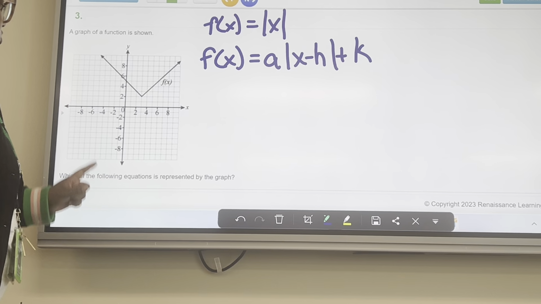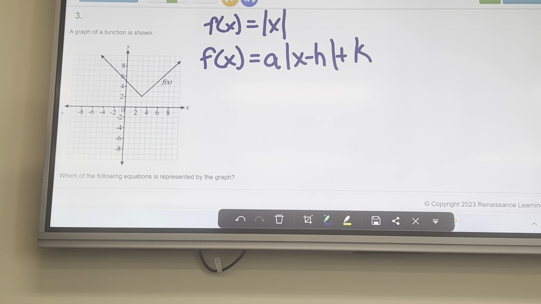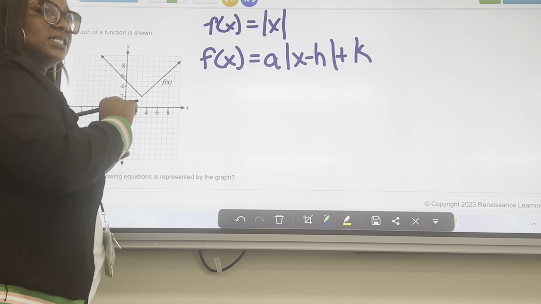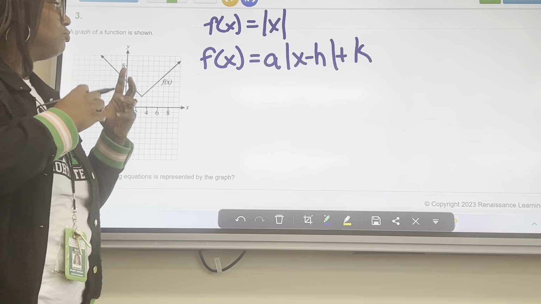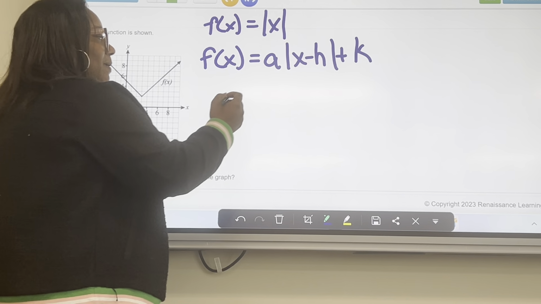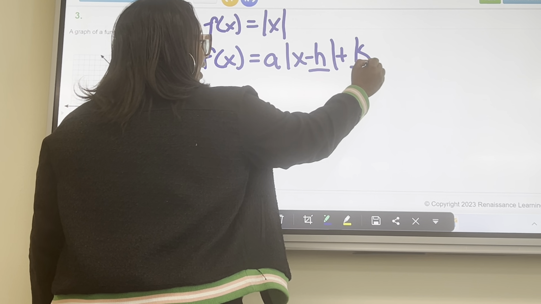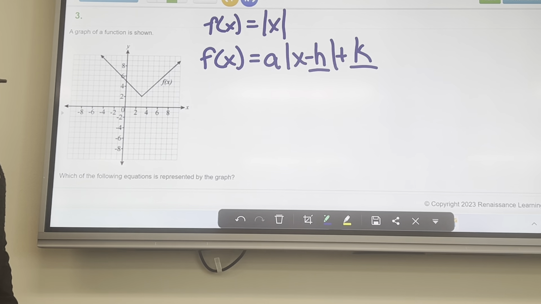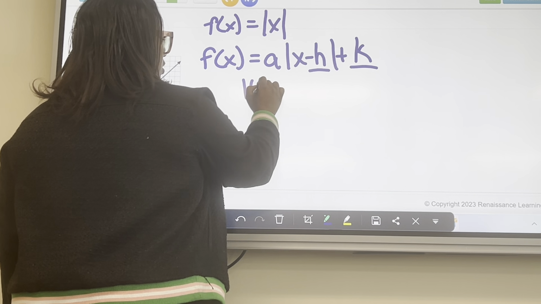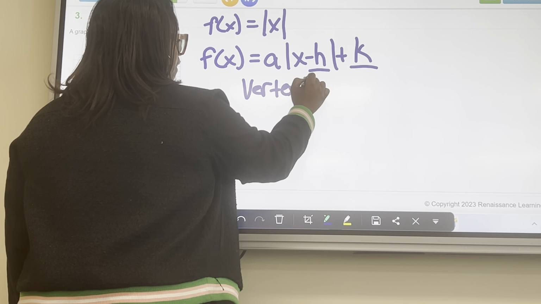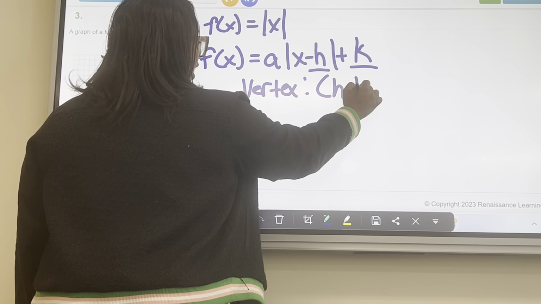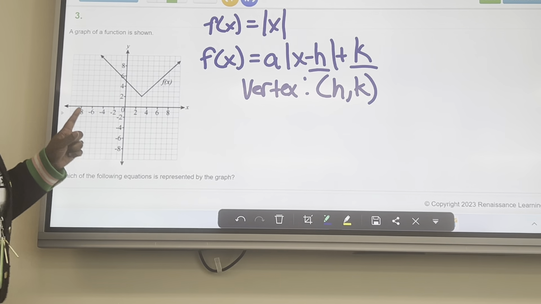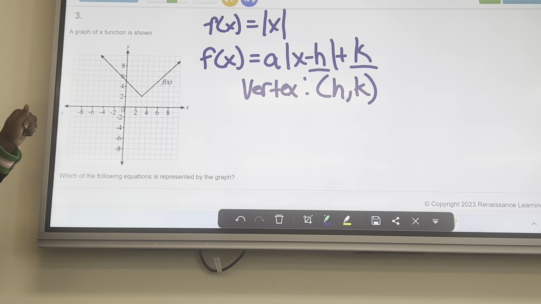All right? So now let's look at this and see if we can figure out, without looking at the answer choices, which equation would match this graph. The first thing I'm going to zero in on, because to me that's always the easiest point to start with when I'm drafting up an equation, is the h and k. HK gives me my vertex. Your vertex is at positive h, k. So let's go to this graph and see where our vertex is actually at.